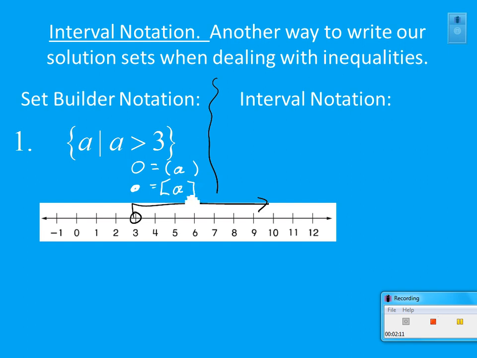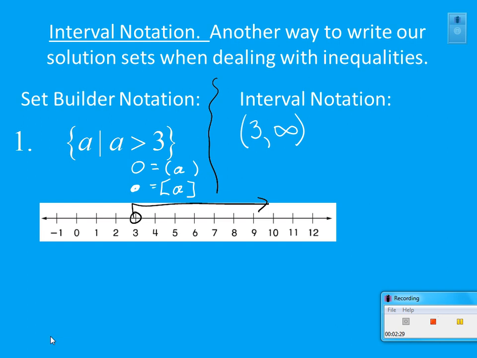So here's what this same thing looks like in interval notation. I want all the numbers greater than 3, but not including 3. So here's what I'm going to have. I'm going to have a 3 with a parenthesis on there. To show all the numbers greater than 3, I use to infinity. The infinity symbols will always get a parenthesis because infinity is not a number that you can include. It goes on forever and ever and ever.